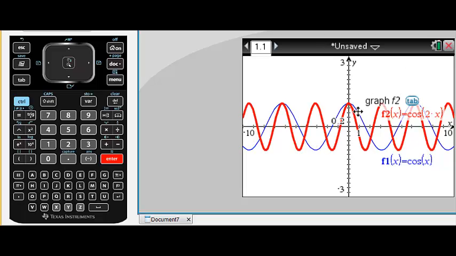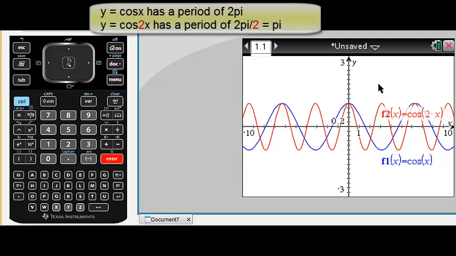So the original graph was the blue one, and we can see that the graph has a period of 2 pi. Whereas if you look at this one here, you can see within one cosine curve, you've actually got 2 of the red curves. So the period has been cut in half. And so what happens here is that the 2 changes the period of your graph.